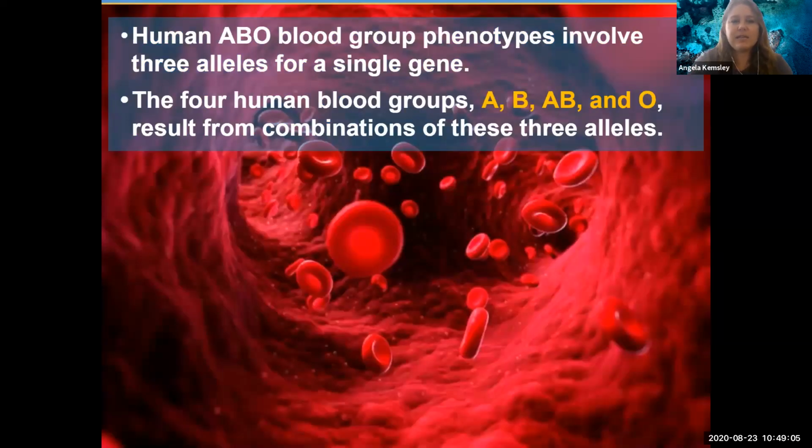So again, we're using the example of the ABO human blood group. So A, B, AB, or O are the phenotypes here. So the four blood groups again are A, B, and O, resulting from a combination of either the A allele, the B allele, or the O allele.